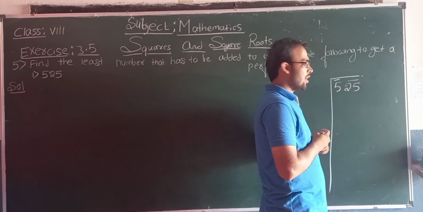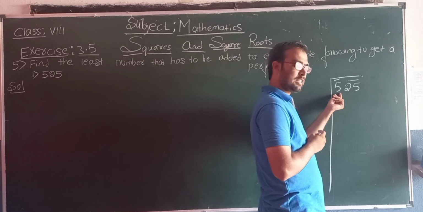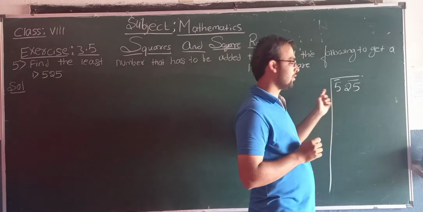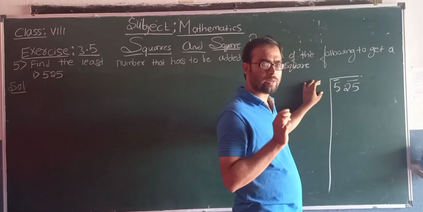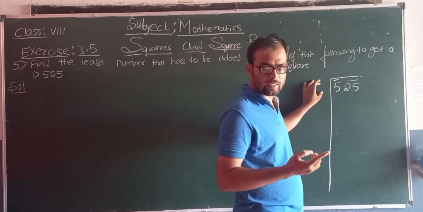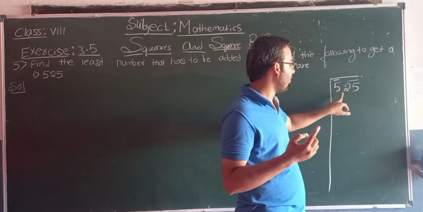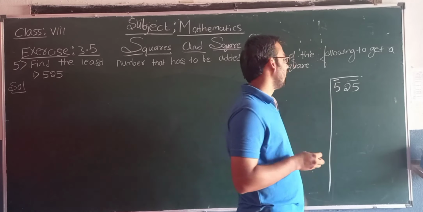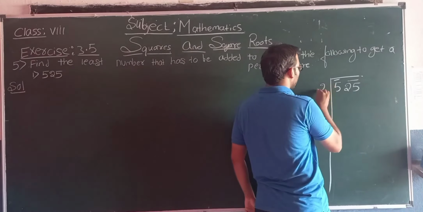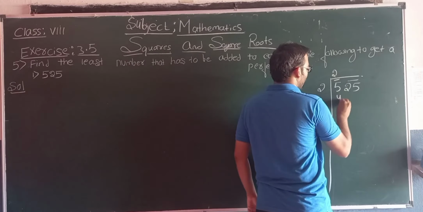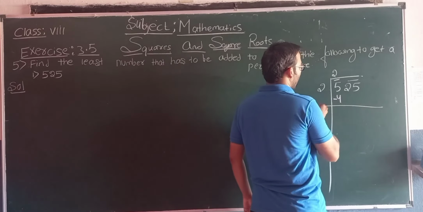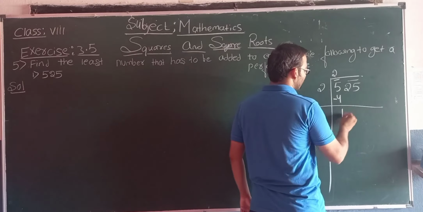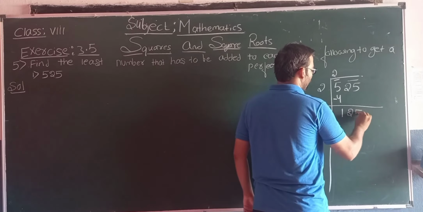Students, now you need to consider this part. This will be the dividend. Now here we have to write a number such that when we square that number, we get either 5 or a number lesser than 5. Here I will be taking 2. 2 2s are 4. Now 5 minus 4 is what? 1, then bring down 25, so 125.